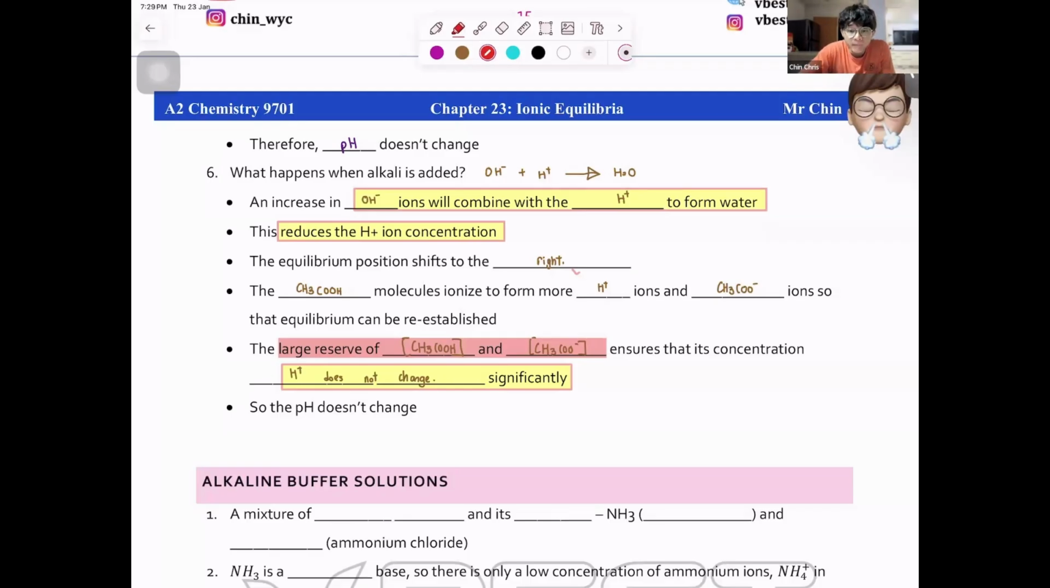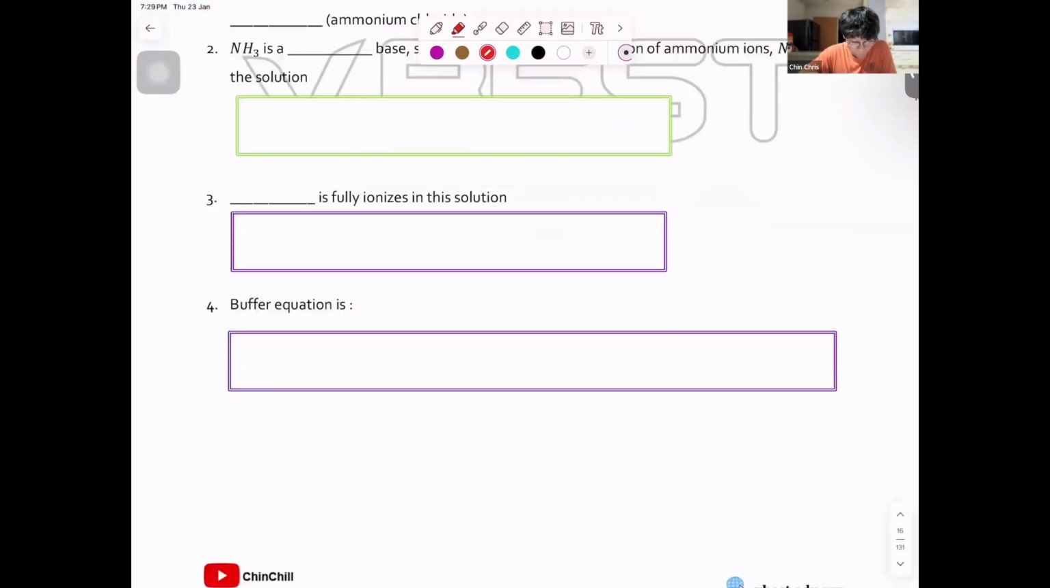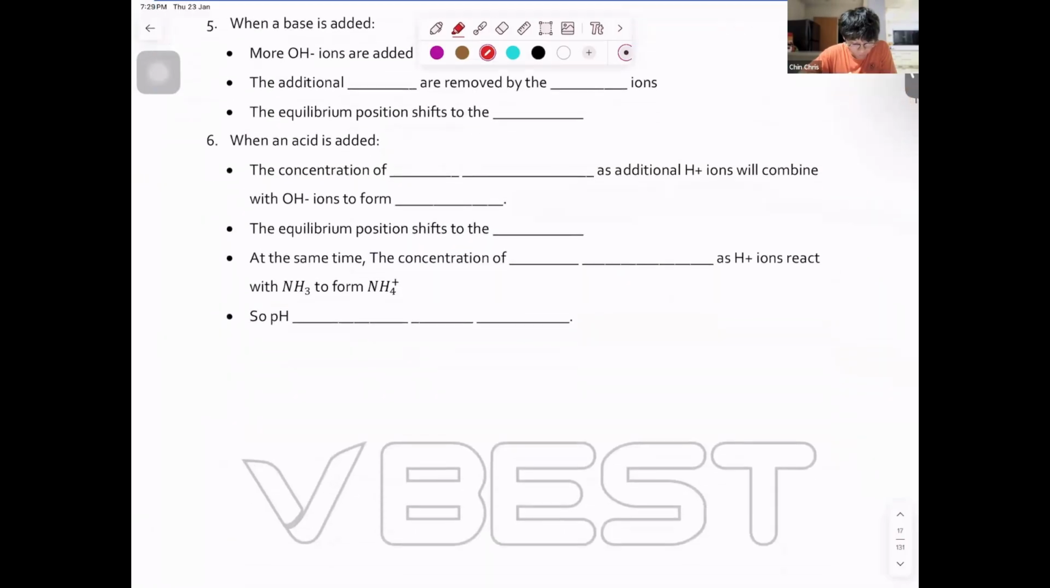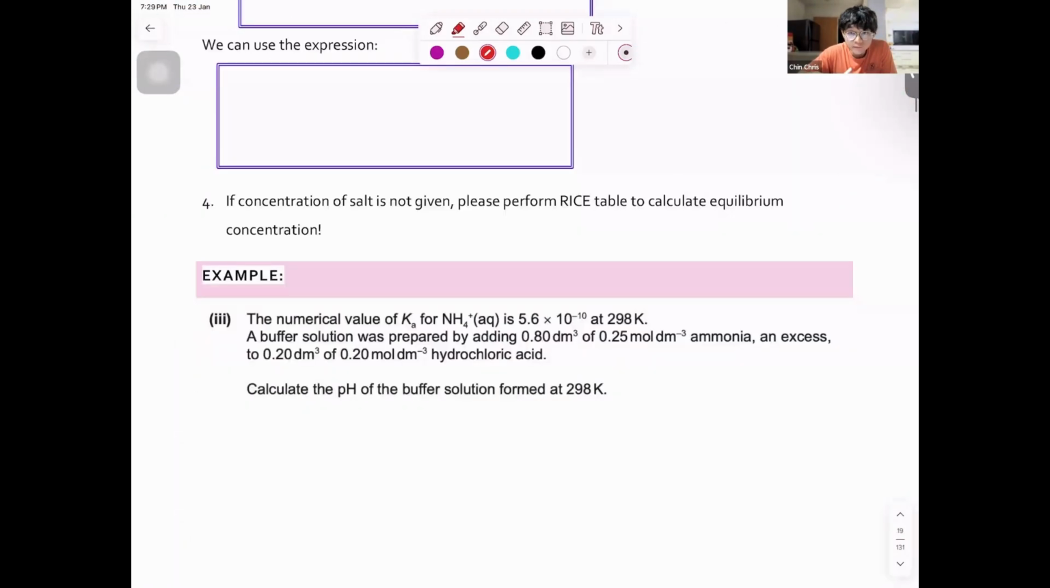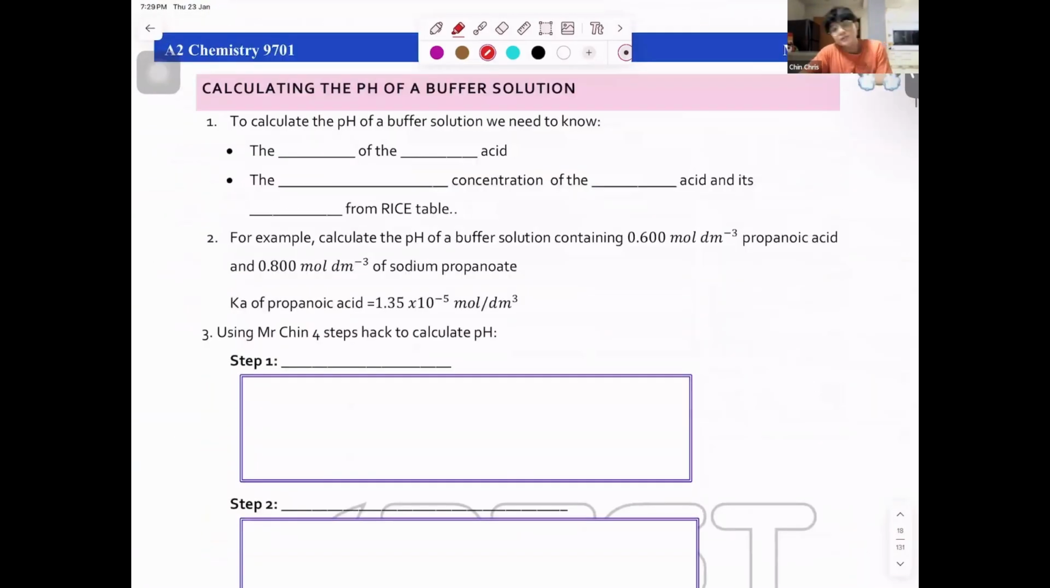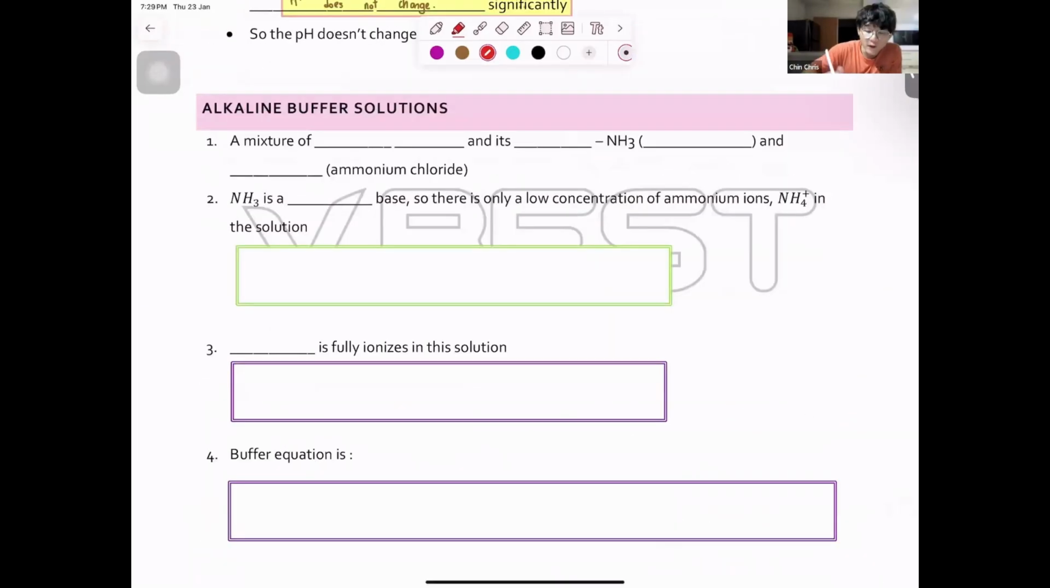Understand? Okay, guys, please write everything down. We are moving on to alkaline buffer solution. Okay, guys, let's look at alkaline buffer solution. The same thing. What do you need?